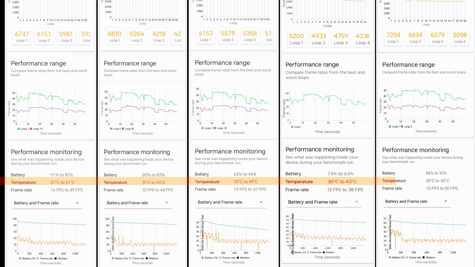Now let's take a look at the temperatures. So you see the hottest one is the 8 Pro, going all the way up to 51 Celsius. And then next in line is the 49 Celsius on the other Honor Magic. And then you've got the Vivo at 45, but the lowest temperature-wise is the Motorola.